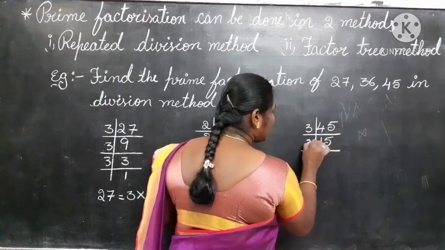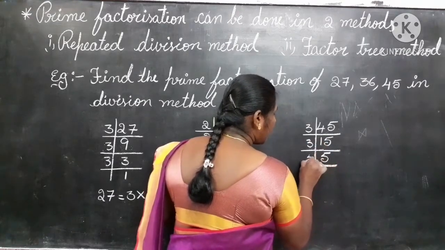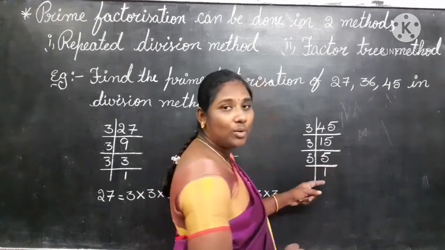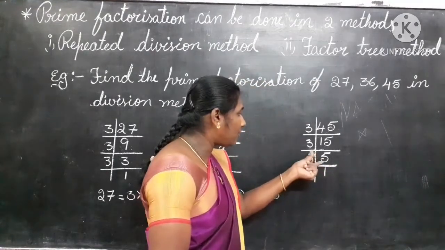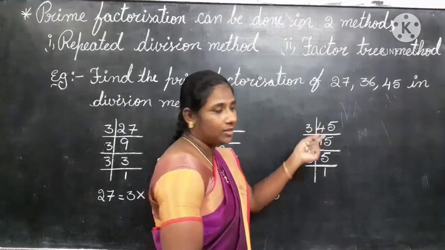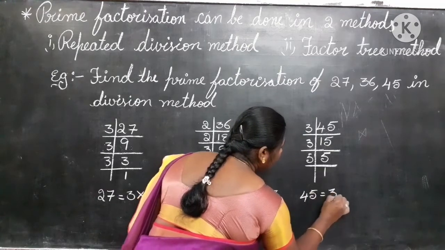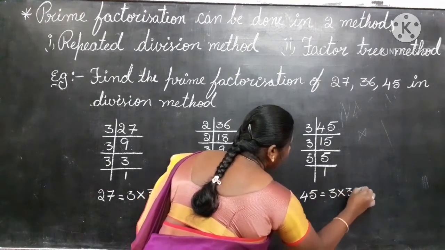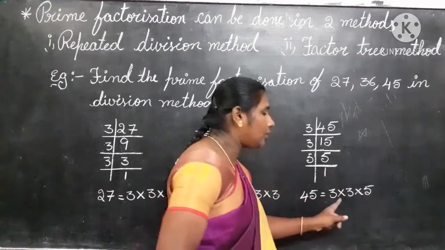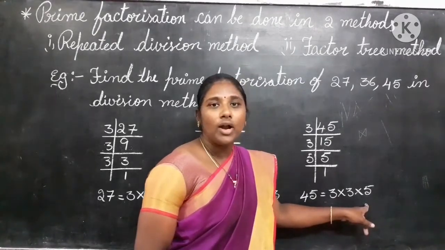Again 3 table 15 will come. 3 5s are 15. Again it will come 5 will come in only 5 table. So 5 1s are 5. 3 5s are 15. 3 15s 45. So 45 how we should write? 3 into 3 into 5. 3 3s are 9. 9 5s are 45.